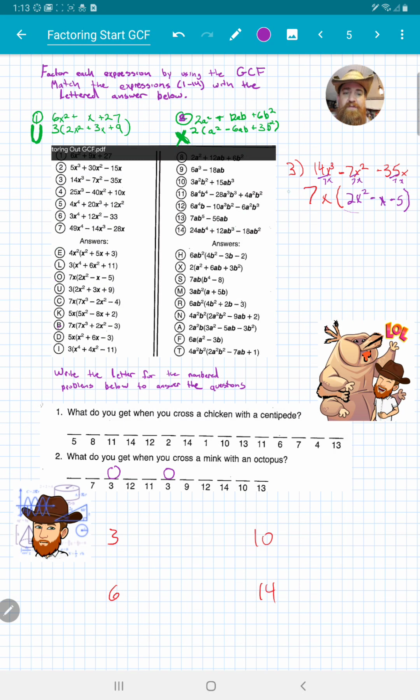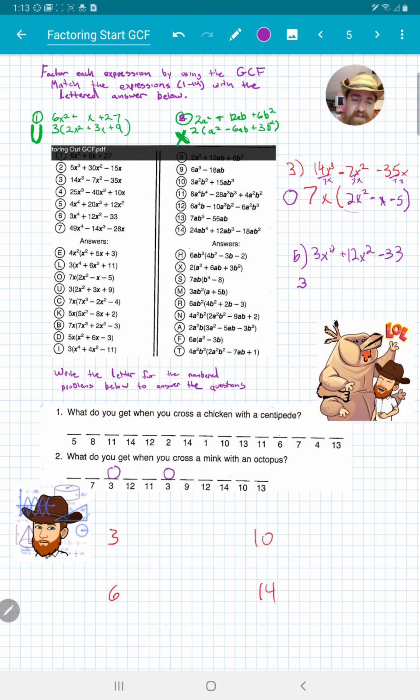All right, so the next one, number 6. Okay, number 6, we have some terms: 3x to the power of 4, 12x to the power of 2, and minus 33. First, the GCF. Well, 3 is a prime number, so the coefficient has to be 1 or 3 again. And it is 3. 3 divides into all these numbers. So 3 is part of my GCF.